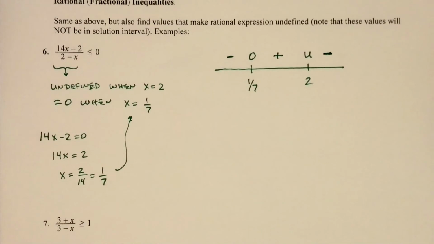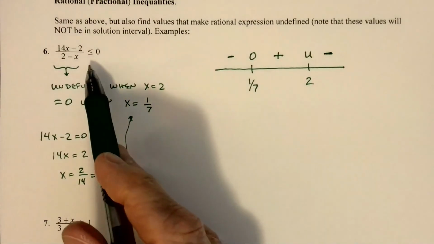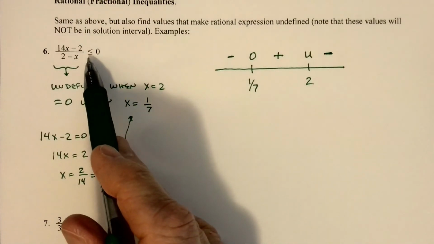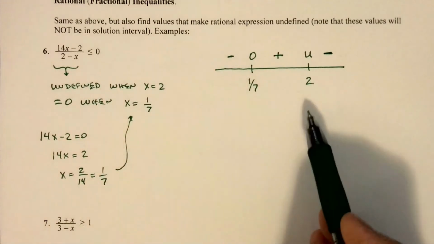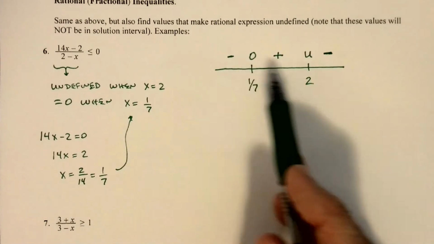So now I can answer the question. I go to the inequality. What am I looking for? When is this rational expression less than or equal to 0? When is this rational function less than or equal to 0? So I'm looking for when it's negative, and I see two intervals where it's negative.